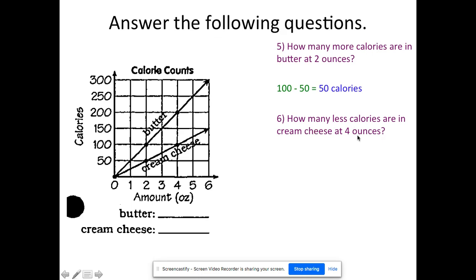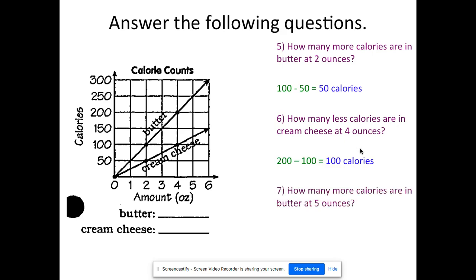We could do the same thing for cream cheese at 4 ounces. Why don't you pause your computer, figure this one out. Let's see if you got it right. And then the last one, let's figure it out for at 5 ounces. And there you go, 125 calories.